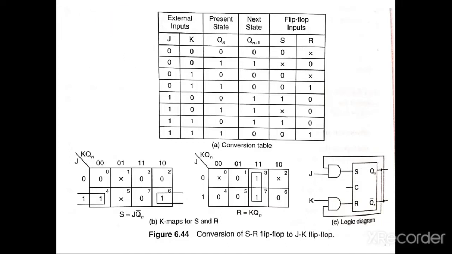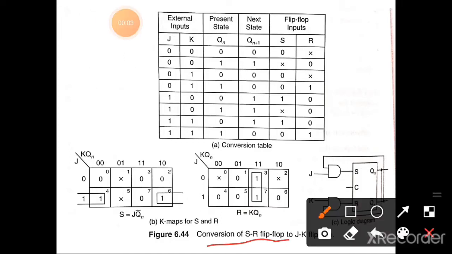Next conversion is conversion for SR flip-flop to JK flip-flop. First we construct a conversion table. In this, inputs are J, K and the present state Qn. We are considering these three, and for a 3-bit variable there are 8 combinations. For each combination J, K, Qn, find the corresponding Qn plus 1.